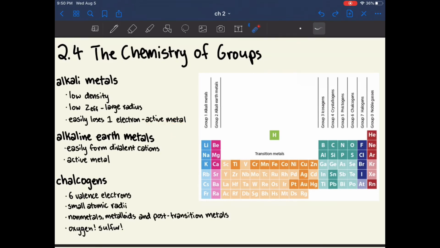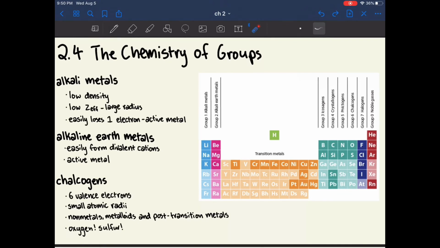Group 2 are the alkaline earth metals. Alkaline earth metals easily form what are known as divalent cations, which just means they have a +2 charge. So calcium likes to form calcium +2, and beryllium likes to form beryllium +2, because when they form these ions, they can become their respective noble gas forms. And so these are also known as active metals.